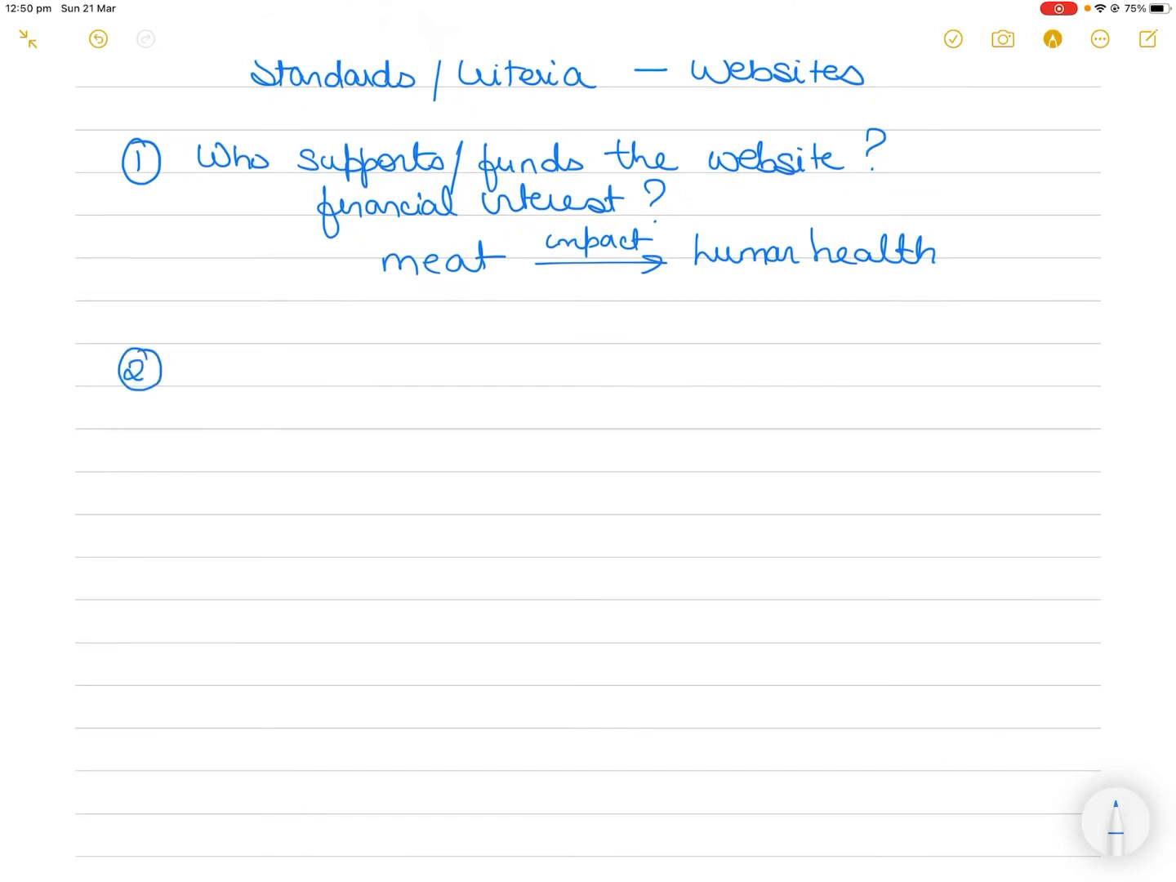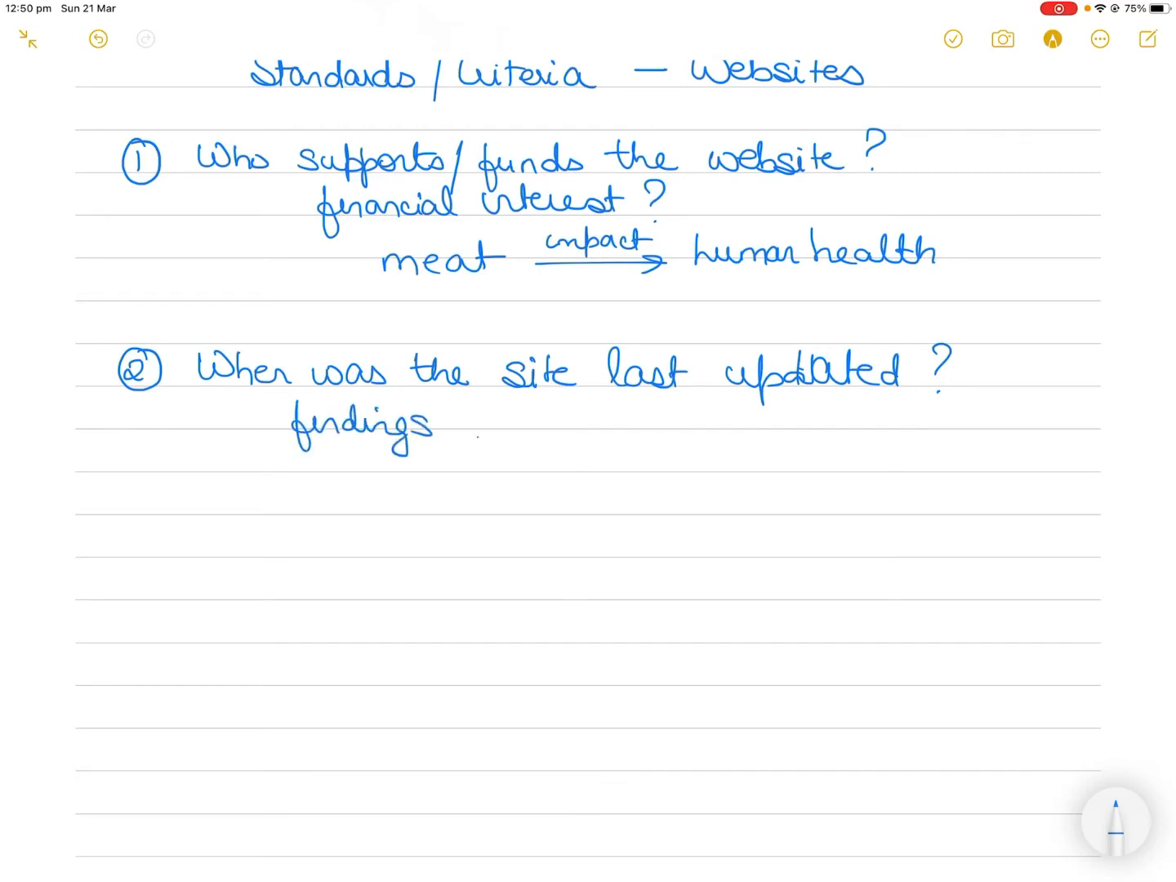The second one is, when was the site last updated? When was the site last updated? So that has to be relevant research. It should be something that is still relevant today. The findings of that research should still be relevant, right? If it is not relevant, then how can you trust it?